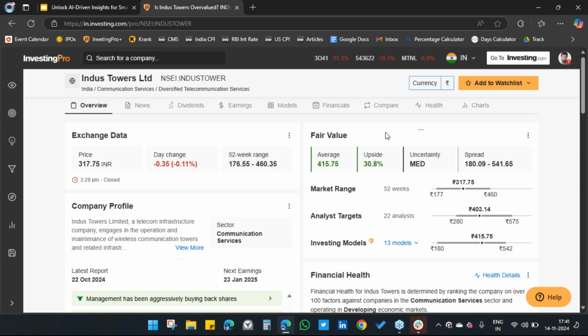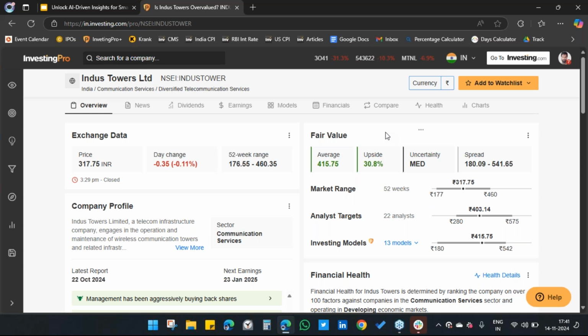You might be familiar with fair value. Fair value is simply an automated financial modeling tool. Fundamental investors use financial modeling to figure out what is the intrinsic value of the stock. Intrinsic value is the true perceived value of the company. Let's say if the stock is trading at 100 and its intrinsic value is 120, that means the stock is undervalued by 20 rupees. And if the stock is trading at 100 and its intrinsic value is 80 rupees, then that means it's overvalued by 20 rupees. So intrinsic value helps you to define whether the stock is undervalued or overvalued.